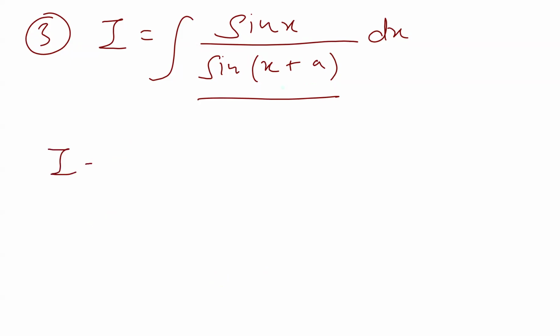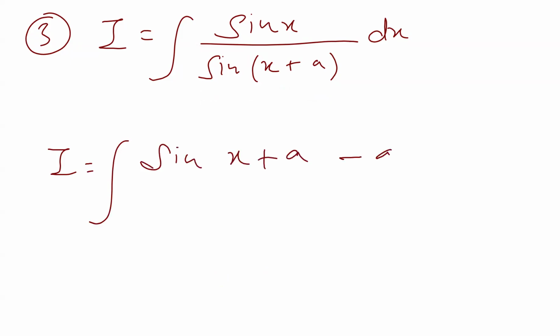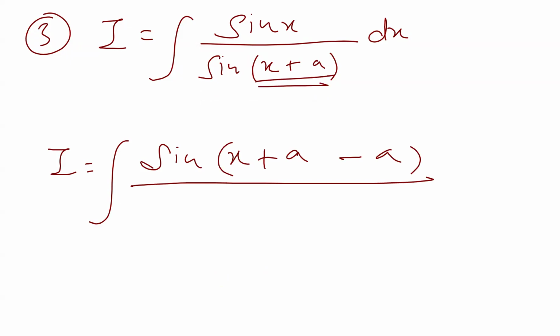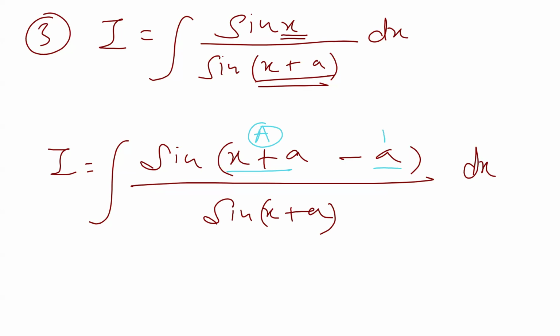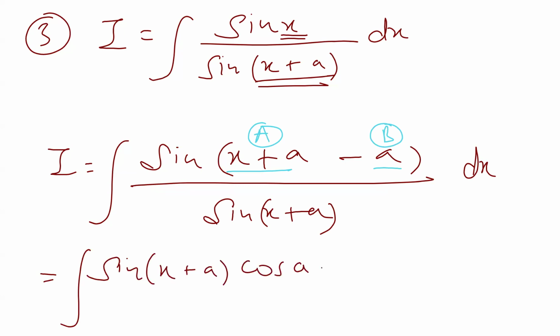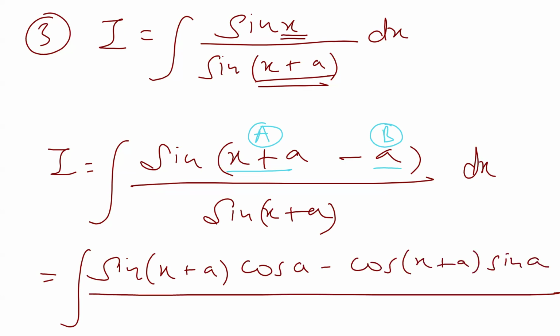Now there is x plus a angle in the denominator, so we'll make the same angle in the numerator. So x plus a minus a. Okay, so I'm making the same angle over here. So if I'm adding a, I will have to subtract a, upon sin x plus a. Okay, so this is capital A and this is capital B. Sin A minus B, which is the compound angle formula: sin A cos B minus cos A sin B, upon sin x plus a.